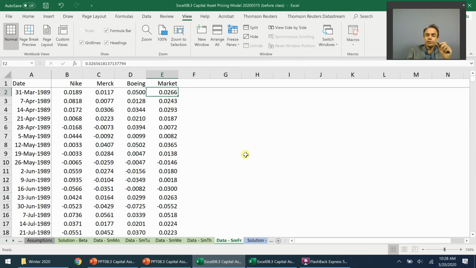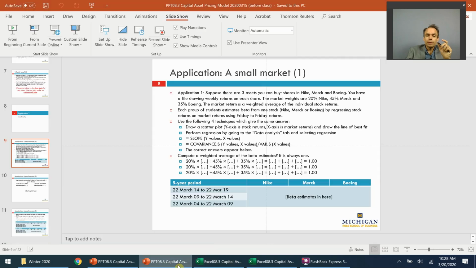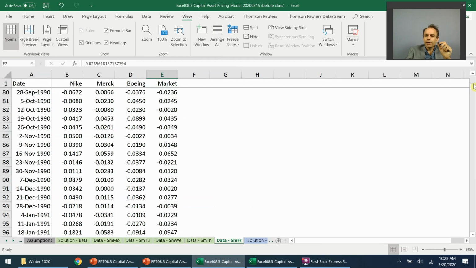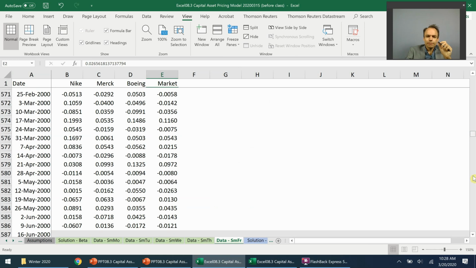The easiest one to illustrate is going to be the scatter plot. Okay, so here's what I'm going to do. I'm going to check my time period, March 2014 to March 2019. It's going to be down the bottom here.